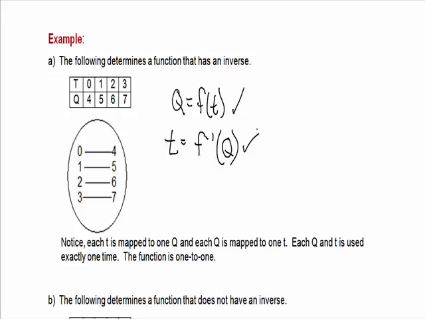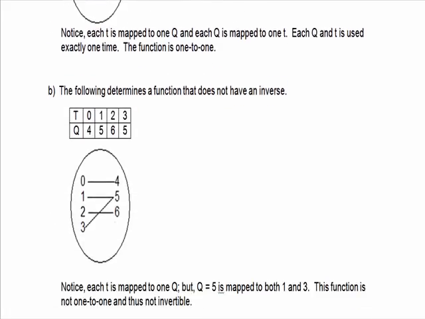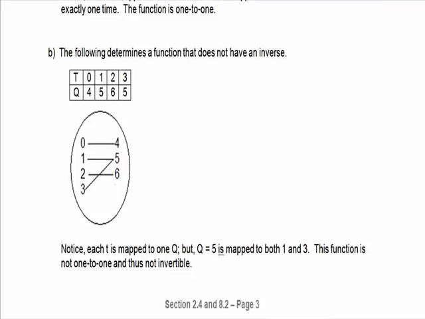Notice if I actually plot the points and connect them. So if I plot the 0, 1, 2, 3, and I plot the 4, 5, 6, 7, notice I have one line connecting each of them. So 0 is going to 4, 1 is going to 5, 2 is going to 6, 3 is going to 7, and if I look backwards, the same thing holds true. So we notice each t is mapped to one q, and each q is mapped to one t, so therefore the function's 1 to 1. Does have an inverse.